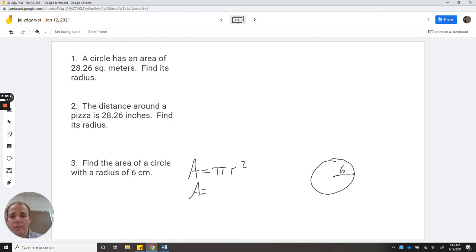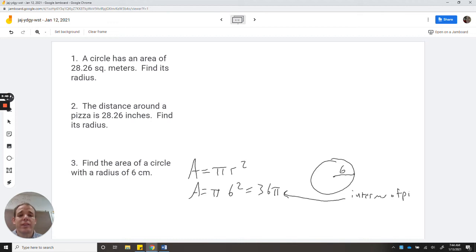So area is equal to pi times 6 squared. Don't forget we have to do exponents before we do the multiplication. So 6 squared is 36. So that's going to be 36 times pi. And actually, what you can do if you want to, you can leave your answer right there. That's called leaving your answer in terms of pi.